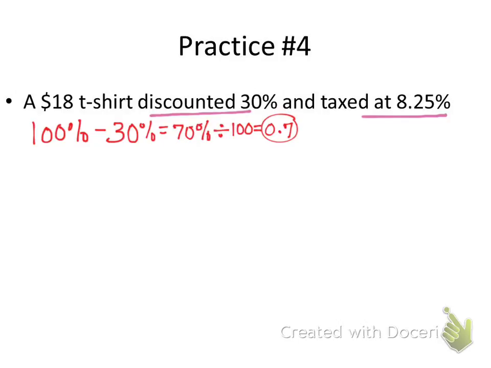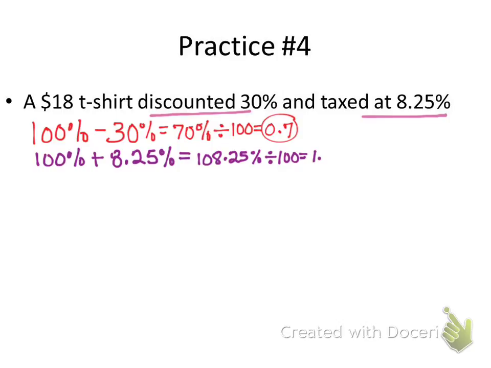Who wants the next steps 1 through 3? Zach, go. 100 plus 8.25. Okay, now hold on. You got to go a little bit slower for me to get it down. When you add those two together, Zach, what do you end up with? 108.25. Divided by 100 because you're changing it to a decimal. And you should get 1.0825. Correct. And you circle it because it's your multiplier.